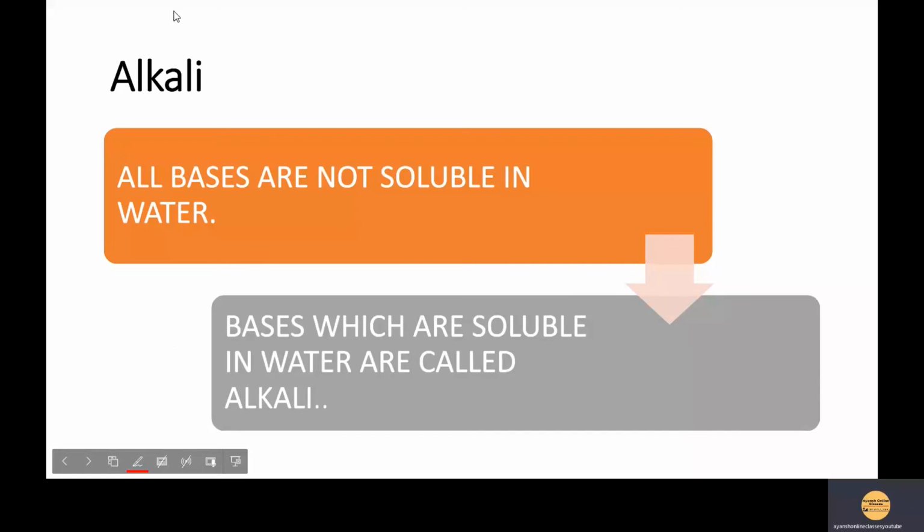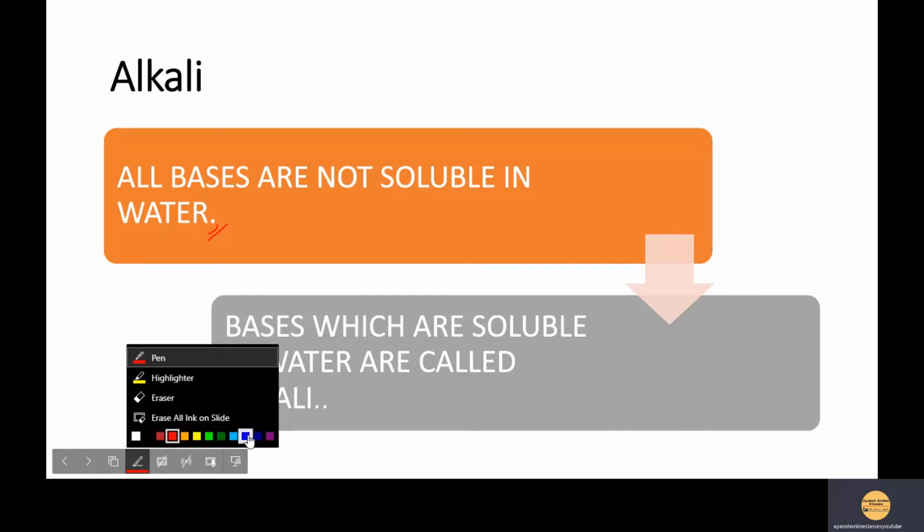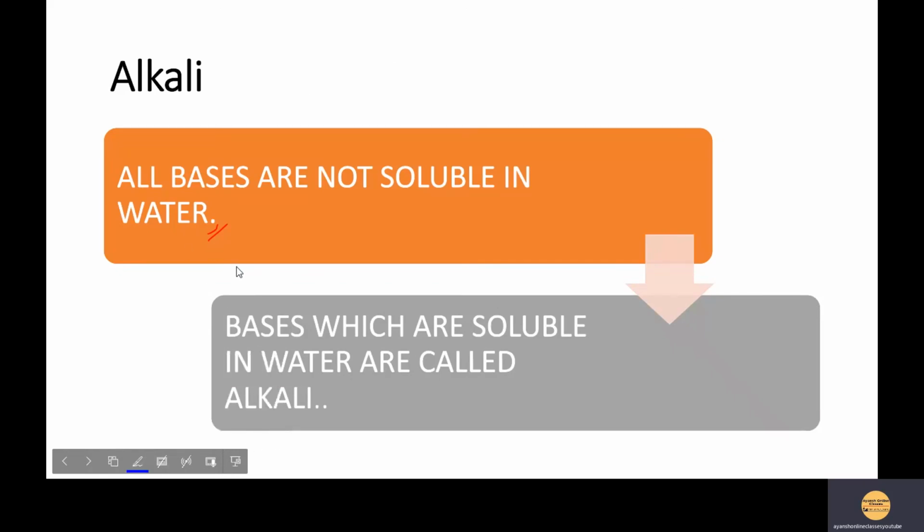Now let's come to another part, that is alkali. This is a type of base, or you can say a classification of base. Now let's see what these alkalis are. All bases are not soluble in water. Like we said, when bases dissolve in water, we get OH- ions. But what if a particular base is not soluble in water?